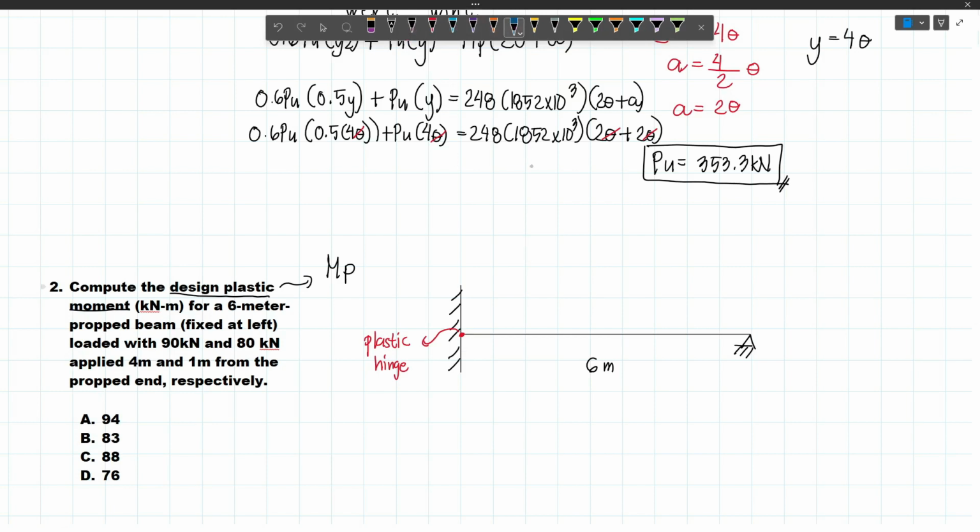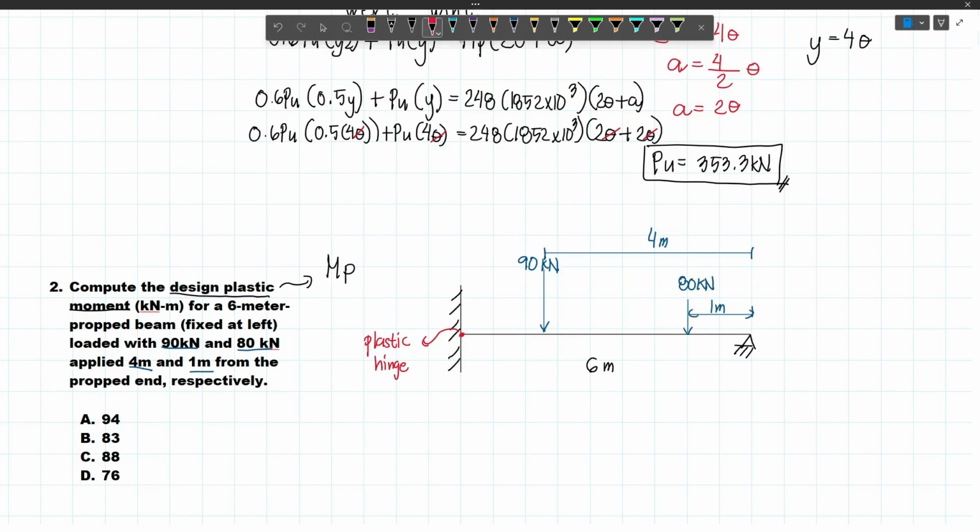So, ang 90 kN ko, no, is applied 4M from the prop end. So, kani siya, let's just say nga 4 meters na. And then, dito mag-apply sa P. So, ang kani siya nga load is 90 kN. And then, another load, 80 kN, is applied 1M from the prop end. So, nana siya somewhere there. So, kani siya 80 kN. And then, this distance is 1 meter.